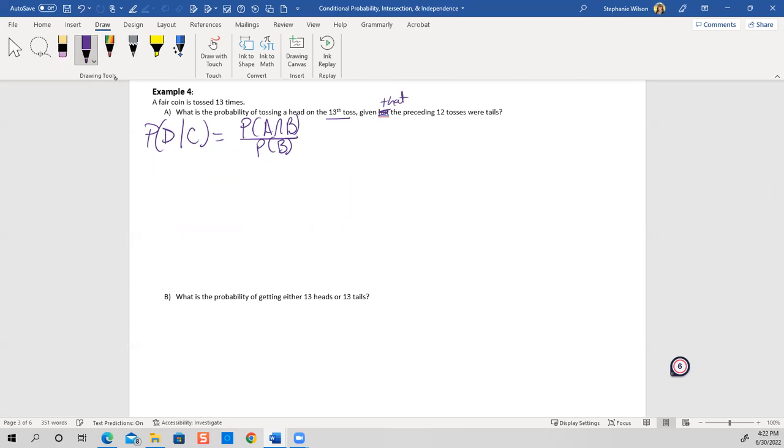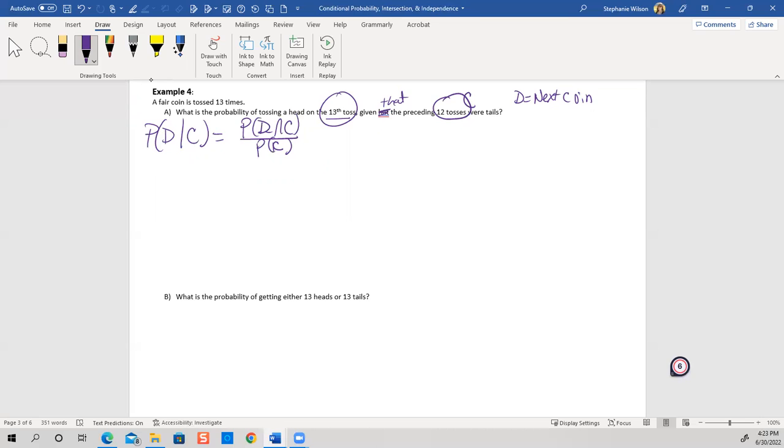And they use A and B as just a notation. And you could change it, you just have to be consistent on what you change it to. Okay, so now we're going to let C be the preceding tosses. So I'm going to say C. And then we're going to let D be the next coin, the 13th coin. All right. Now that I've decided on what's what, I can turn around and plug in.